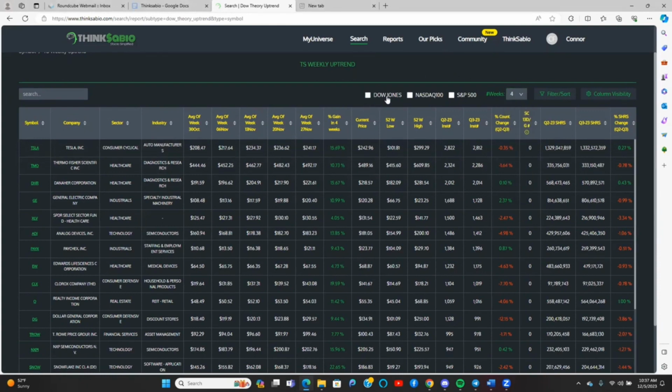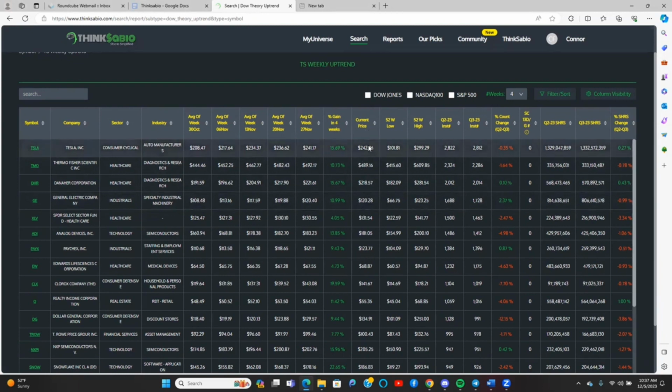And up here, you can also filter by stocks that are in specific indexes like the Dow Jones, the NASDAQ, and the S&P 500. From here, you see the stocks that have experienced growth over the last set of weeks. It shows the previous weeks, the percent gain, and the current price right here.